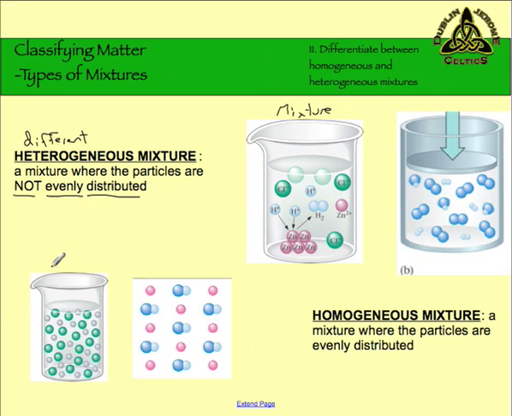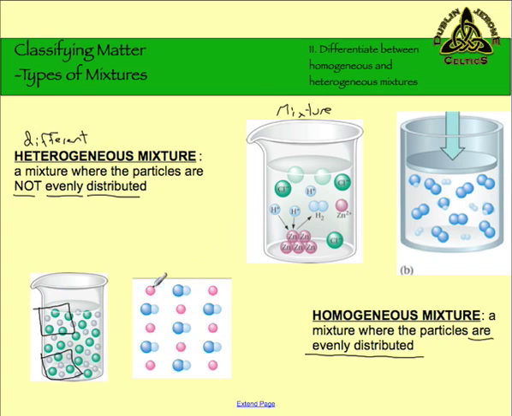This one over here is a homogeneous mixture, or a mixture where the particles are evenly distributed. So let's compare it. Here I have that same picture from the last slide, the green atoms and then the small silver atoms, but they're spread out rather evenly. If I look at this part of the mixture, it looks just about the same as this part of the mixture. There is an even distribution of the particles.